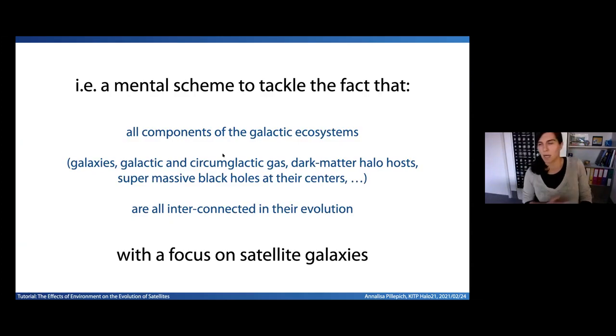So what I have in mind is to propose a mental scheme, a framework to tackle the following fact. All components of the galactic ecosystems, the stellar component, ISM, CGM, dark matter halo, the halo of the host, supermassive black holes of the host, are all interconnected. We're going to do this from the perspective of satellites only for today.